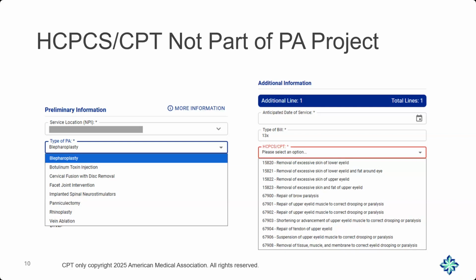So if you don't see the service or the codes that you're trying to submit a request for, this is going to allow you to double check and see if a request is really necessary. There's no reason to add extra work for yourself or for WPS staff.